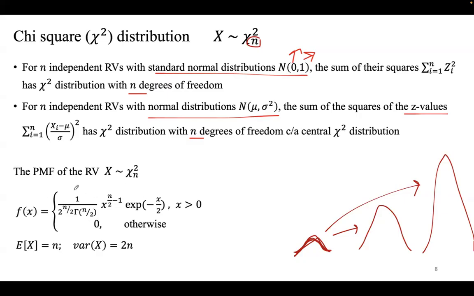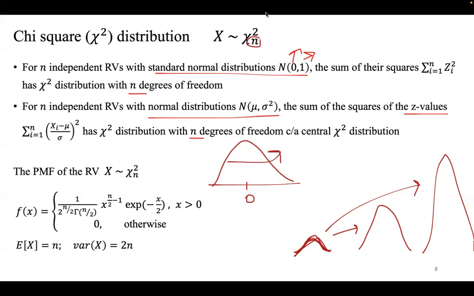Now, the PMF of this says that at x greater than 0, you have this thing, and then everything else is 0. So as such, this graph is not going to be correct because you remember the normal distribution, like your standard normal distribution was around 0. Now you're squaring everything up. So everything that was on the left side also goes to the right side, right? And it gets squared up.